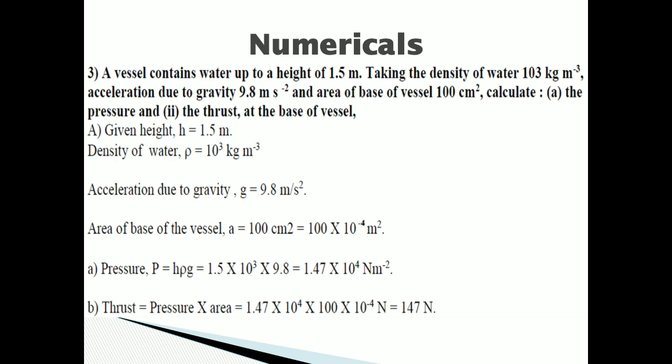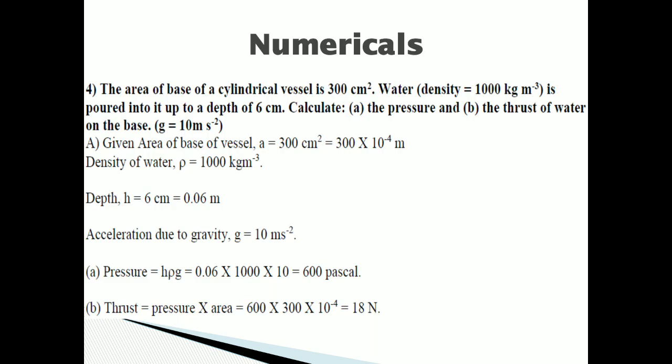Okay, next one, what they have asked: thrust. We know that pressure is thrust upon area. So thrust can be written as pressure into area. Pressure we have already calculated, that is 1.47 into 10 raised to 4. And area of the base is what? 100 into 10 raised to minus 4. Plus 4 and minus 4 will get cancelled. Ultimately, we'll be getting 1.47 into 100. So the answer will be 147 Newton.